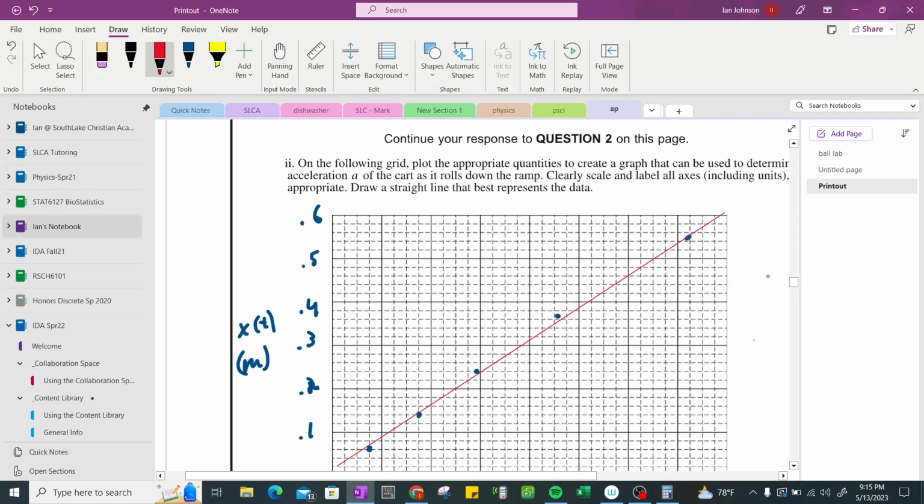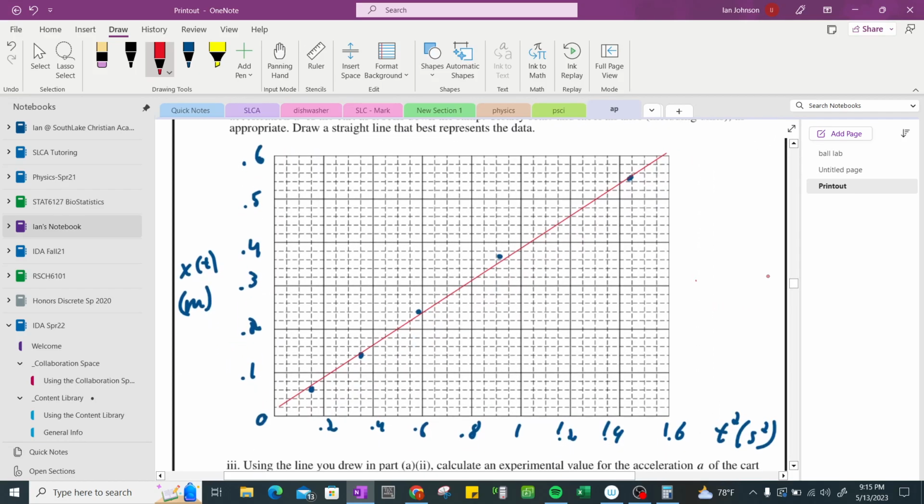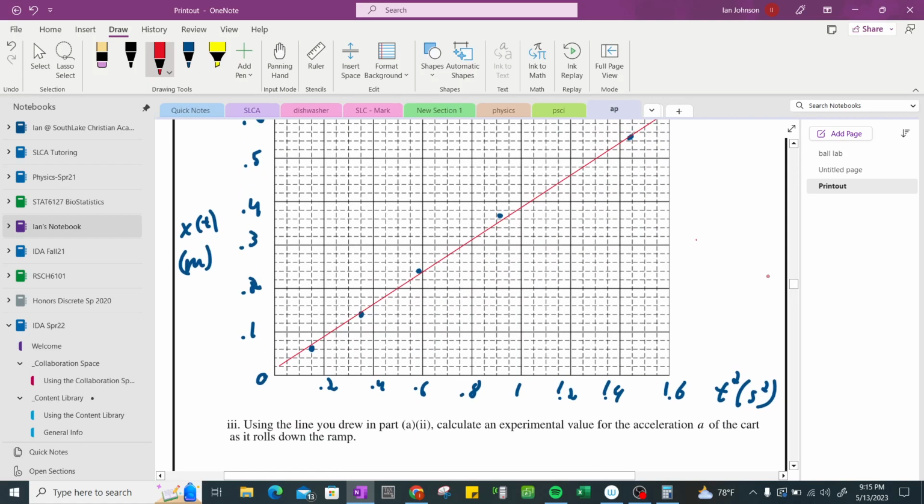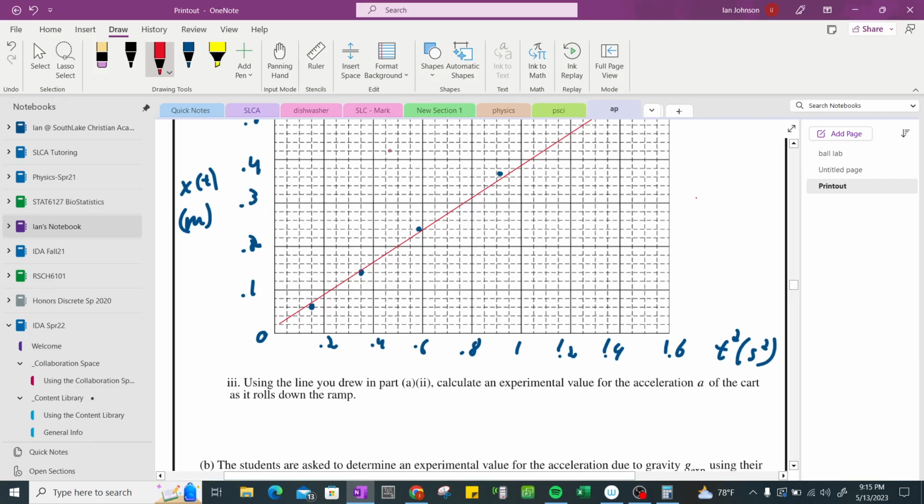In theory, it should go through the origin. I don't know they're going to be picky on that, but it wouldn't hurt to have it there. Just because we know that if there was 0 time squared, there should be 0 displacement. So that wouldn't be a bad spot to start. I'm just having a hard time getting this to work exactly on the computer. With your ruler, it should be pretty easy.